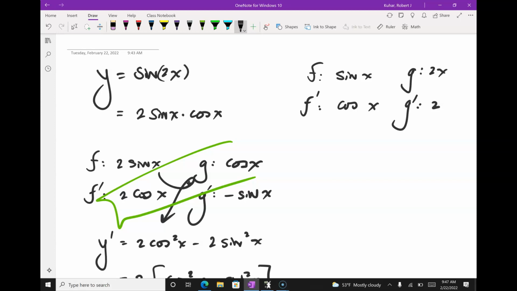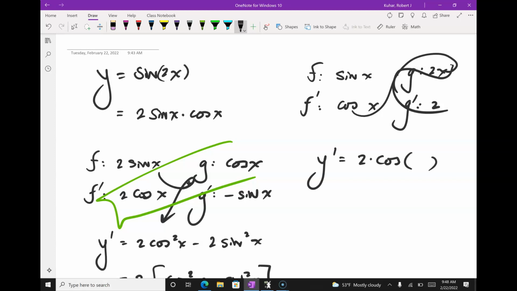The derivative of sine of x is cos of x, right? Now I'm going to take the derivative of the outside and evaluate at the inside, and then multiply by 2. So I get y prime is 2 times the cos of, what was the cat? What was originally in the box? 2x. There it is, same answer.